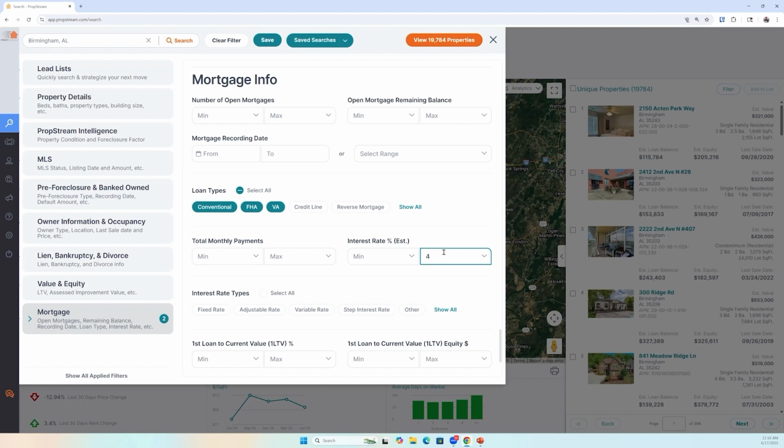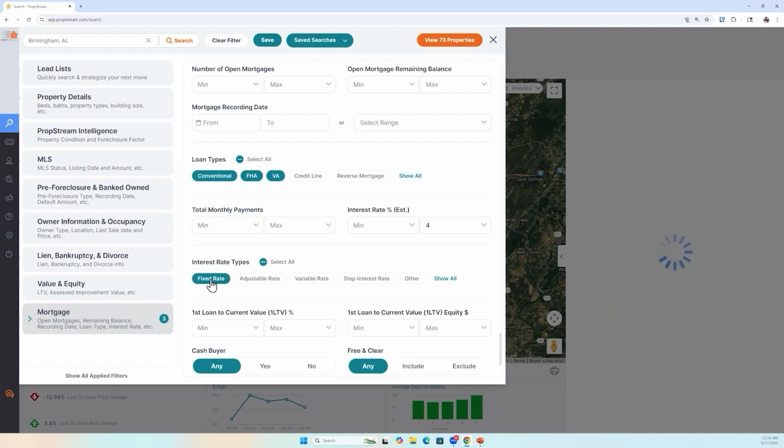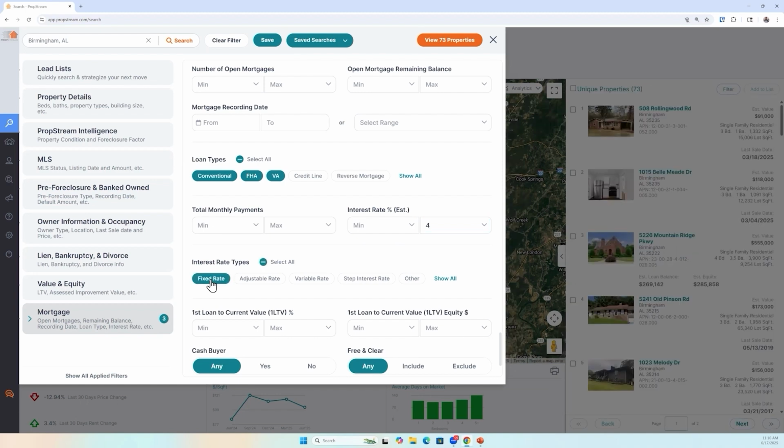Let's make sure there's a note on the property that's assumable with a low interest rate. Maybe to help us out even more, we can narrow it down so that it's a fixed rate. Why? Because we don't need it to make any adjustments on us along the way. How do you know what the rate is and if it's fixed or not?